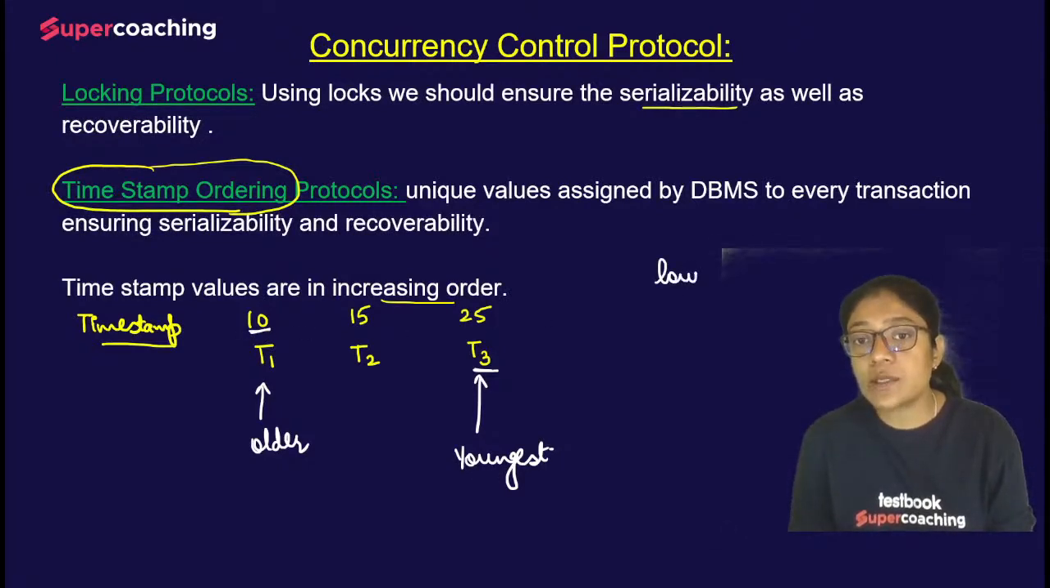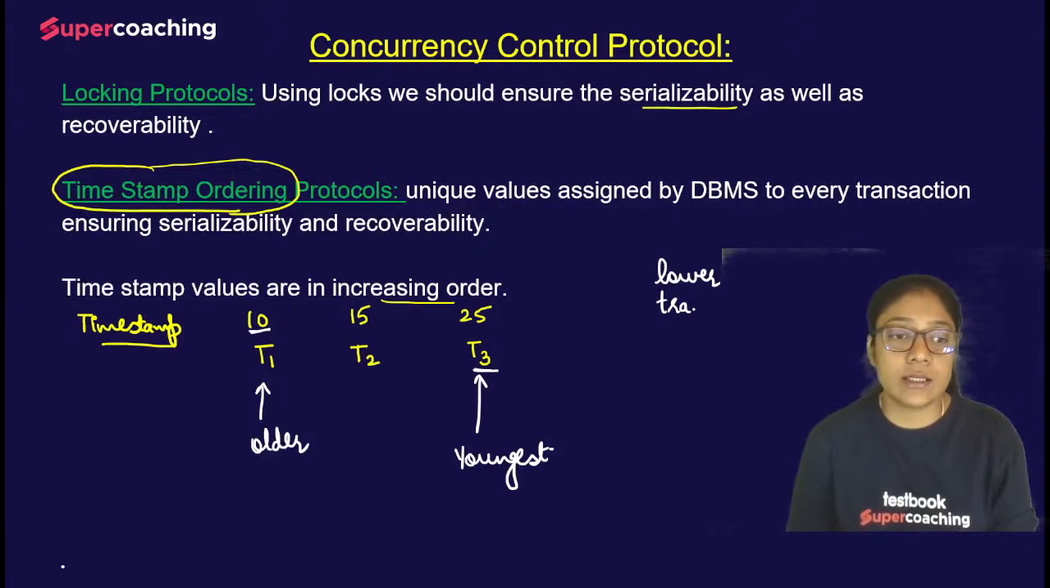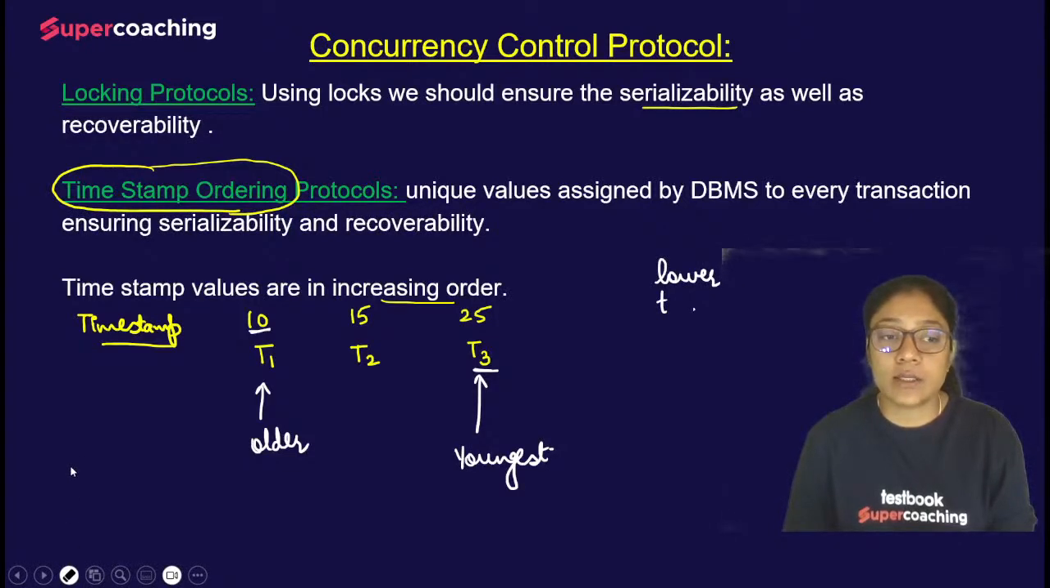Lower is the timestamp value. Lower timestamp indicates the older transaction or younger transaction.